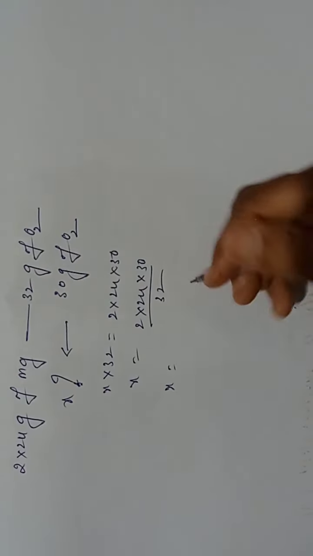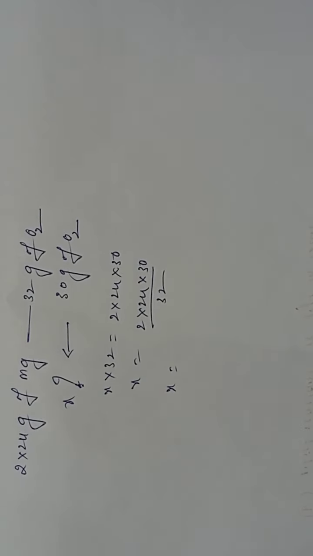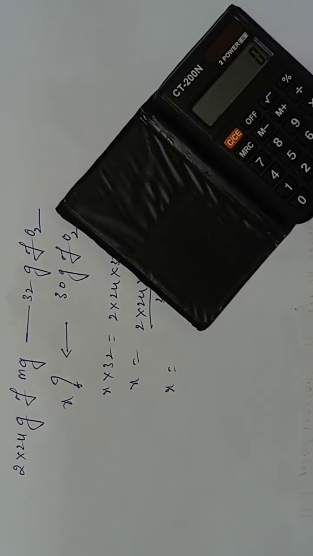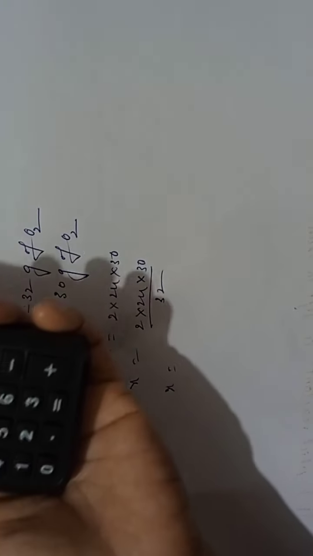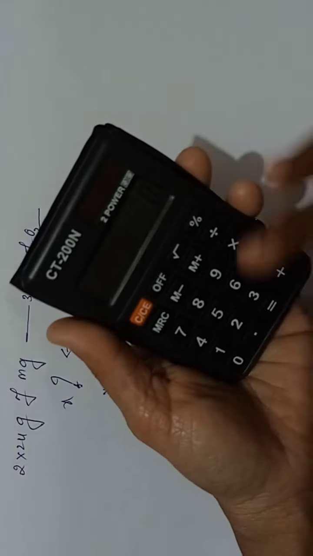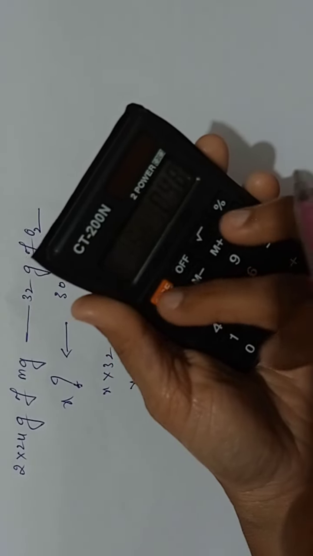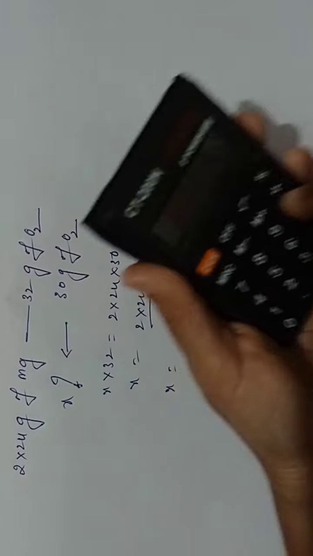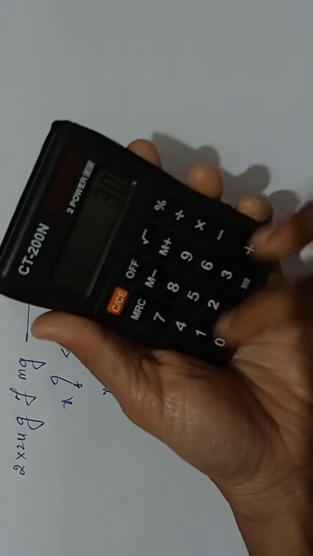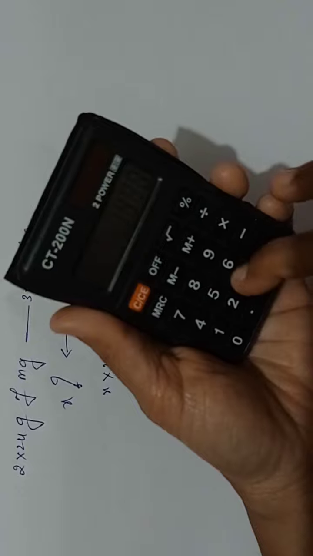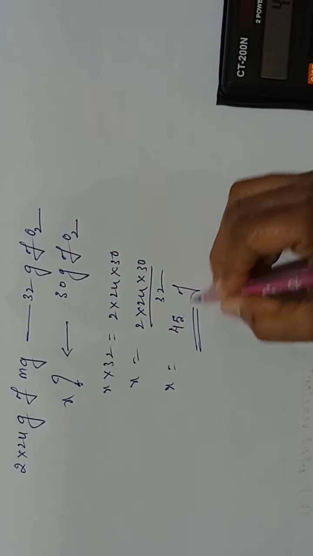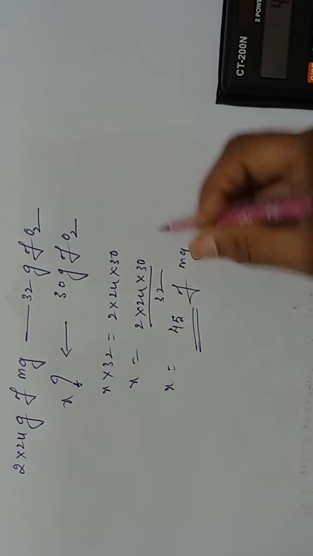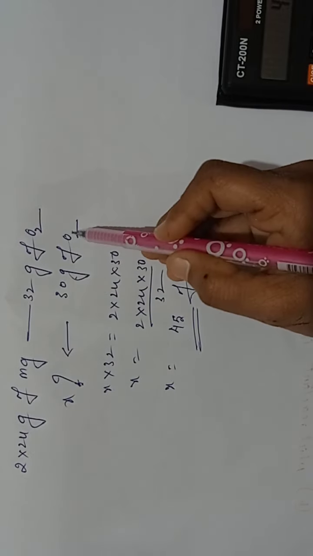How much, students, here? 2 into 24 is 48, into 30 divided by 32. Clear? How much, students? The answer is 45. That means 45 grams of which one, students? 45 grams of magnesium is required. That means for 30 grams of O2, 45 grams of magnesium is required.